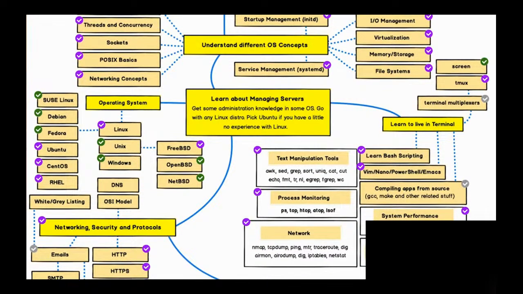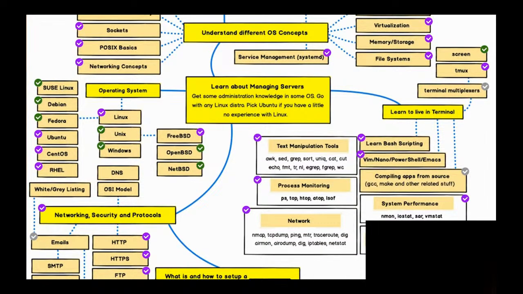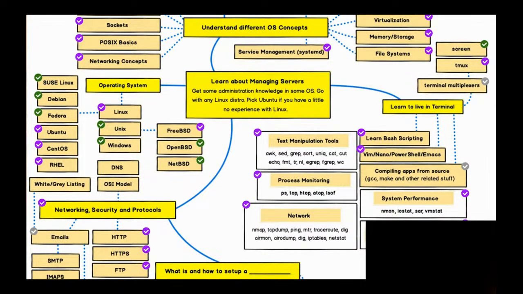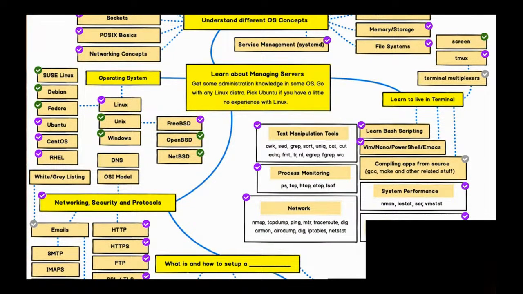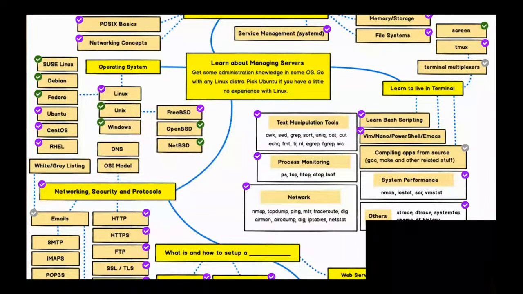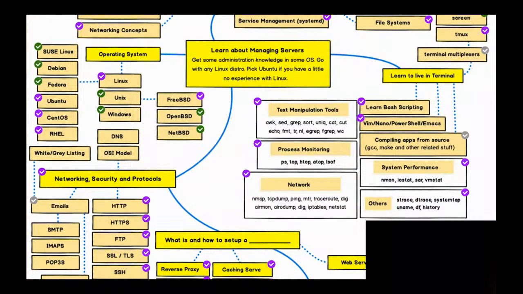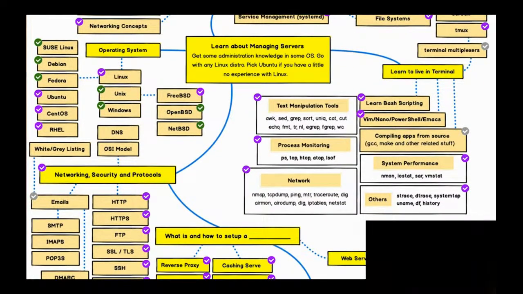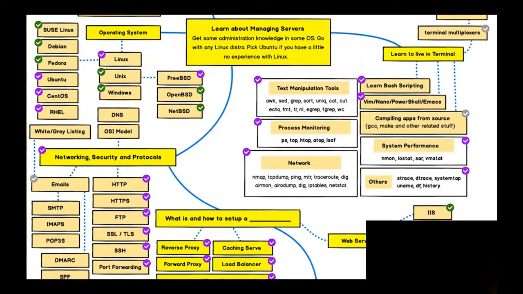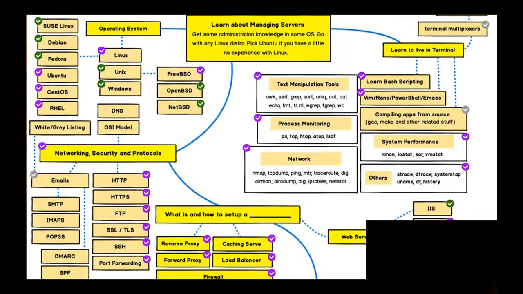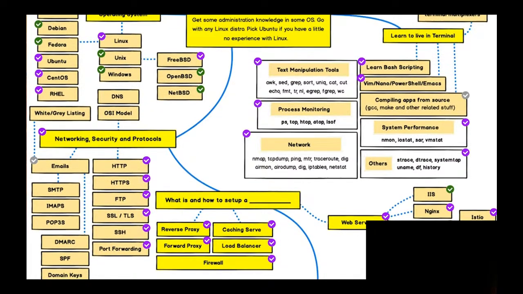The team should also learn to run commands on terminals, like shell scripting, and text manipulation tools like AWK, SED, grep, sort, etc. Text editors like Emacs, VIM, PowerShell, and so on. Process monitoring like ps, top, lsof, and so on. How to compile apps from sources using Make and other tools. System performance tools like vmstat, iostat, and so on. They should also know terminal multiplexers like Screen and Tmux.